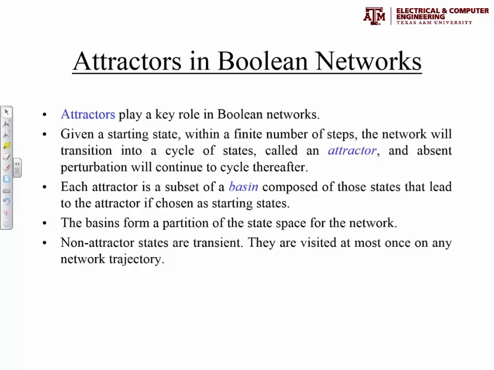So given a starting state, within a finite number of steps the network will transition into a cycle of states called an attractor, because the number of states is limited. If you have n genes, and each gene is binary, either high or low, expressed or not expressed, you have a total of 2 to the power of n states, right? So that means there will have to be some attractors, like limit points. You have a finite number of states and an infinite number of steps, so you would have to have some limit points.